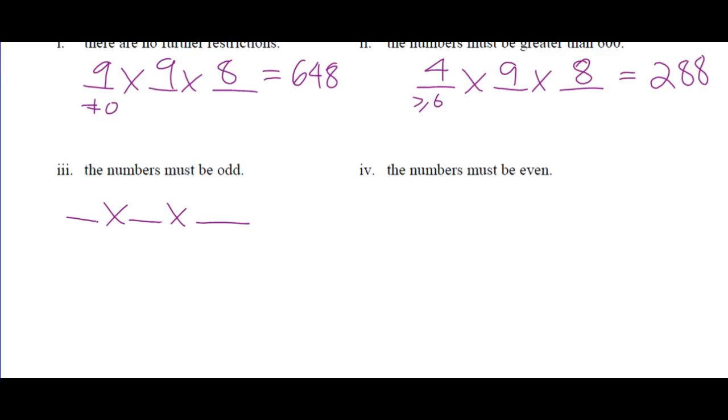That's our first restriction. I must ensure this number is odd. So how many choices? This digit must be odd. How many odd digits are there to choose from? 5, right? It's a 1, a 3, a 5, a 7, or a 9. So we have 5 choices. Now we go to first place, and we say, well, what do we say to the first digit? It can't be 0, right?